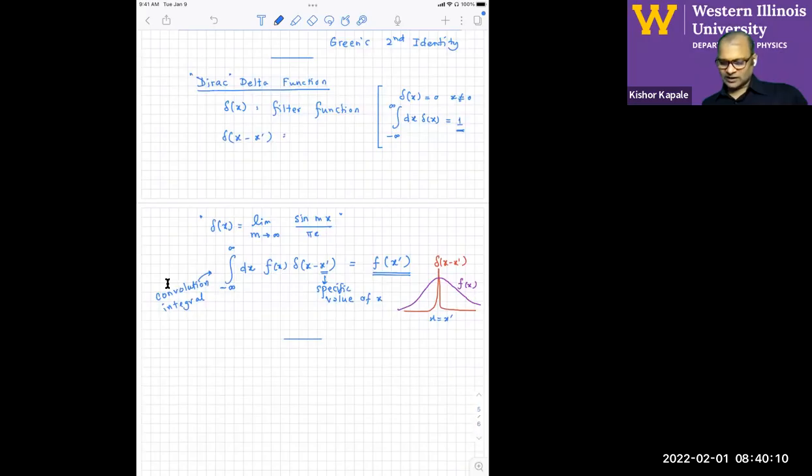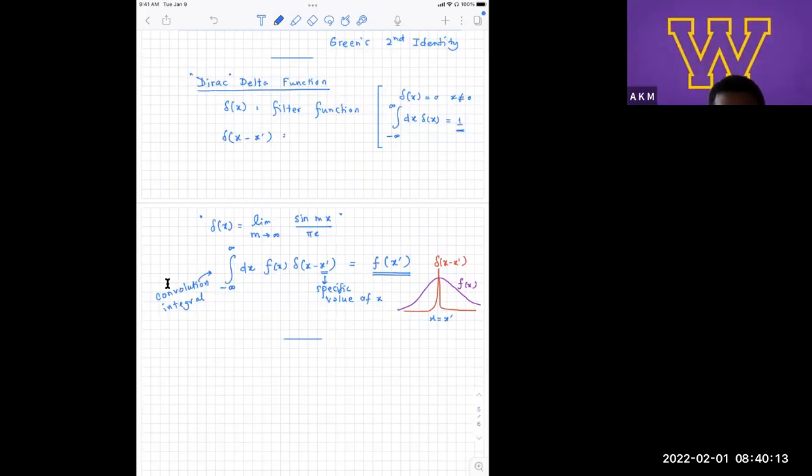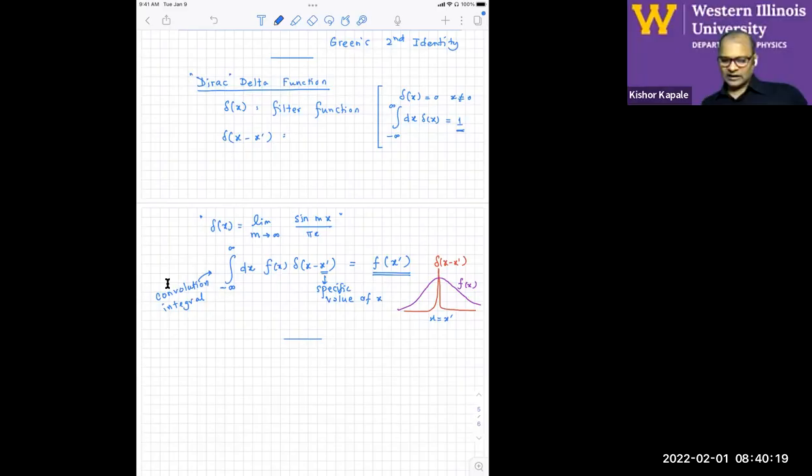So let's take a look, Dr. Kapale? Yeah. Actually, what's the basic difference between the Kronecker delta and the Dirac delta? Yeah, the Dirac delta is a continuous function. x can take continuous values. The Kronecker delta has indices. The Kronecker delta is a tensor. The Dirac delta is a function.